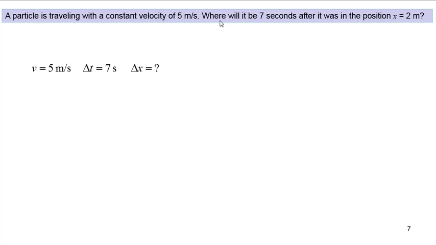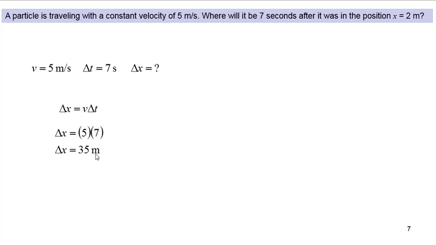So they're not exactly saying what is the displacement, but if I calculate the displacement, that's going to let me calculate where it will be, because really asking where it will be is like asking for x final. And because they're saying 7 seconds after it was in the position x equals 2 meters, this is like my x initial. So if I solve for delta x and I know what x initial is, I'll be able to figure out x final. I'm still going to use this form of the equation just because that's the one I'm comfortable with. I can plug in the numbers and find that its displacement is 35 meters.